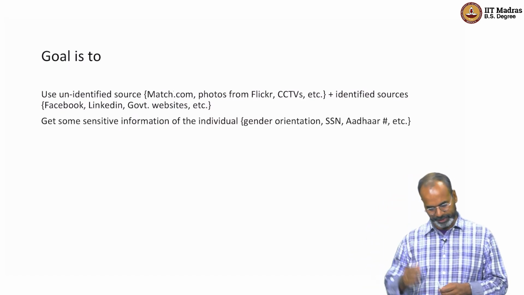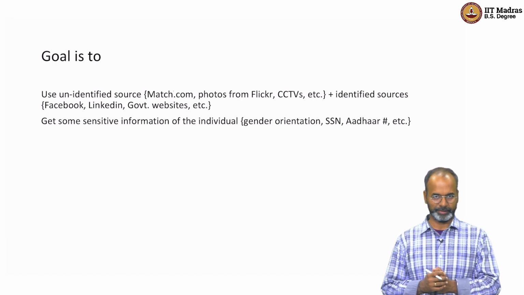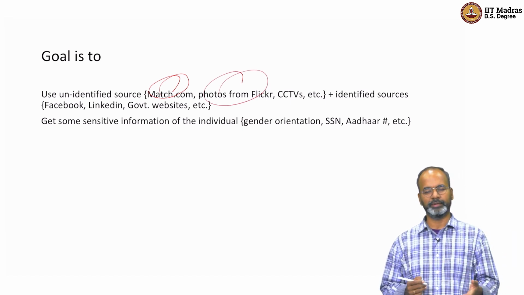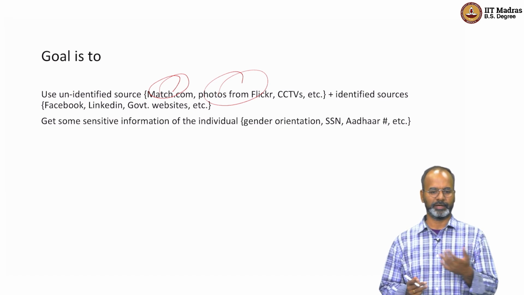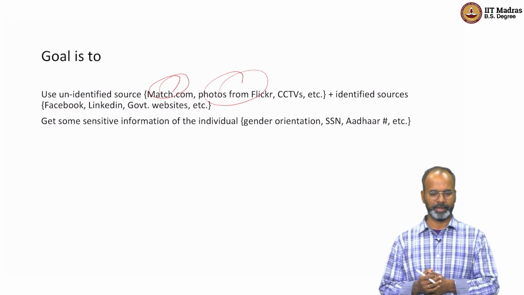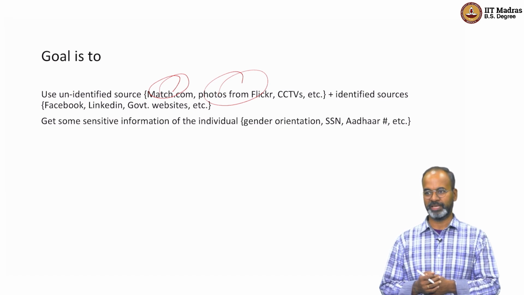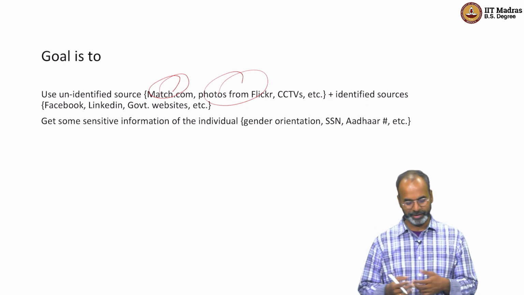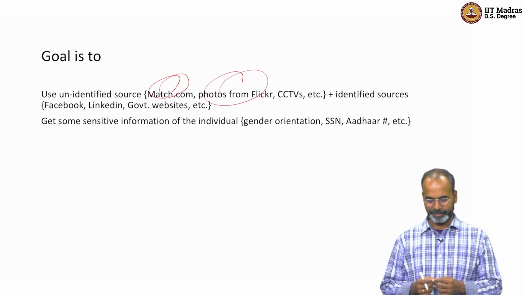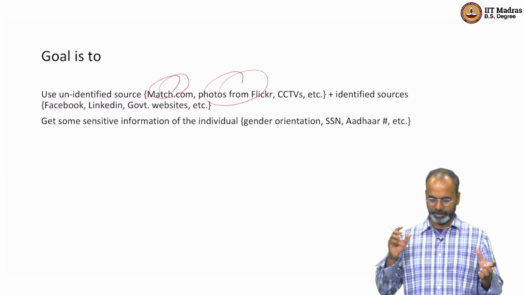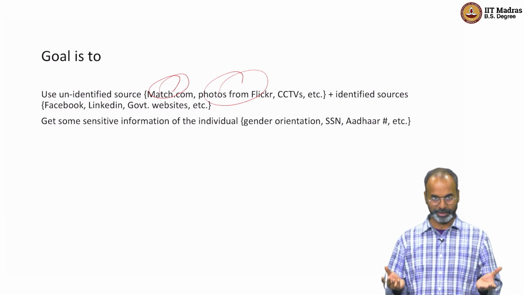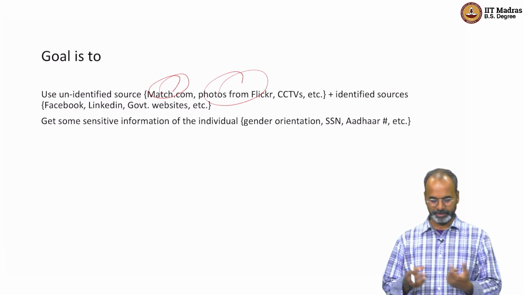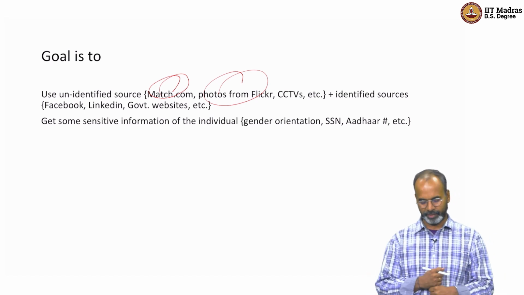So the goal that they set out was to use an unidentified source. Your unidentified source is Match.com, photos from Flickr, because I don't know who you are. You create a profile on Match.com with some name, like Heyman, Delhi, something like that. We want to take this unidentified source and connect it to an identified source, which could be your Facebook, or let's take LinkedIn, because there you're saying that I am Ponnurangam Kumaraguru. Or government websites, and get some sensitive information by putting these two together.